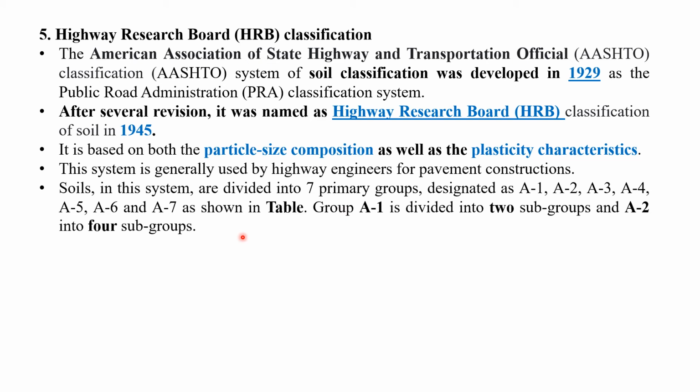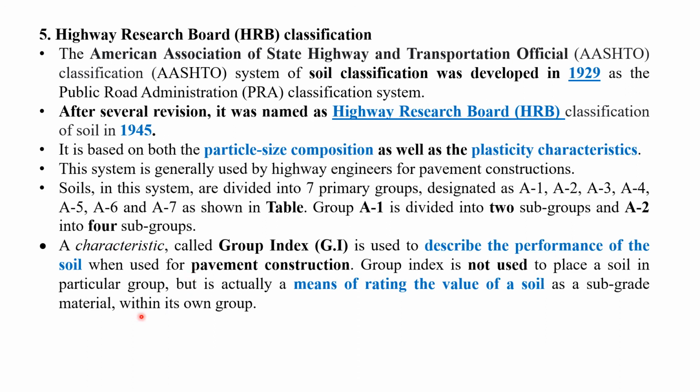This classification system has been divided into 7 primary groups. 7 ग्रुप में बांटा गया है. जैसे this group has been designated as A1, A2, A3, A4, A5, A6 and A7. We shall see in the table, right, later on. So group A1, further it has been divided into 2 subgroups, and A2 has been divided into 4 subgroups.